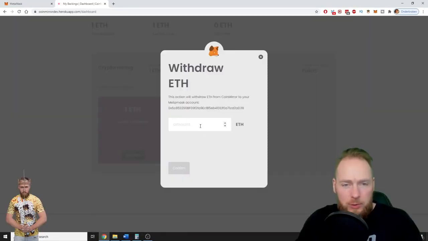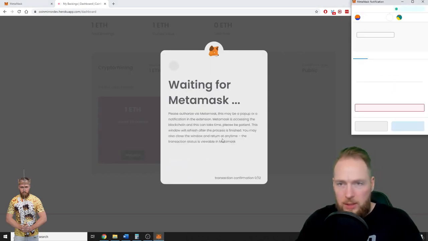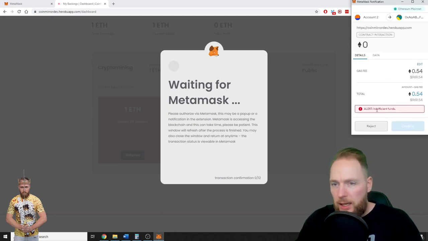For example, I want to withdraw 1 Ethereum. I press confirm, waiting for Metamask. Insufficient funds. Gas fee, half an Ethereum. Well, I'm not gonna do it.